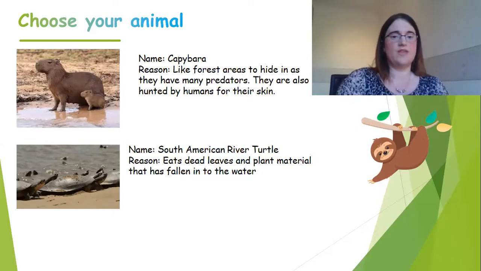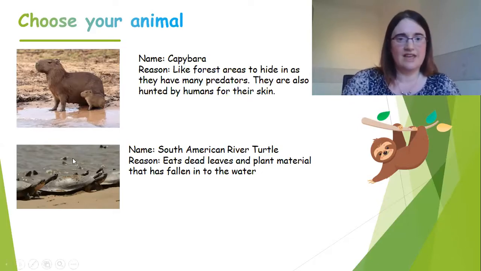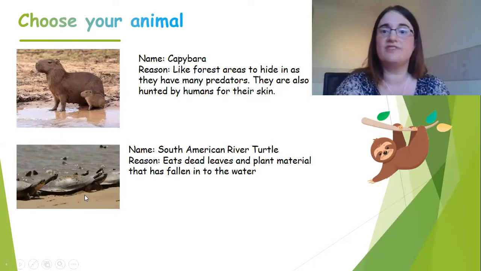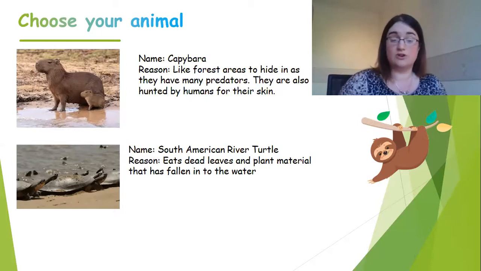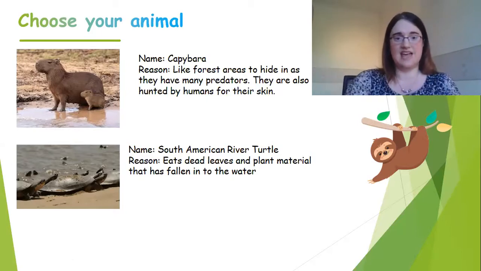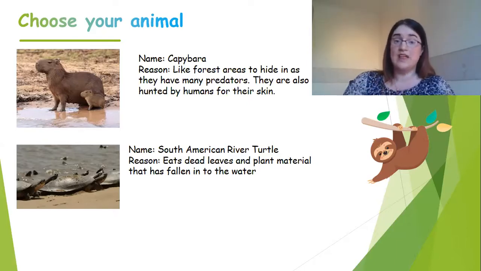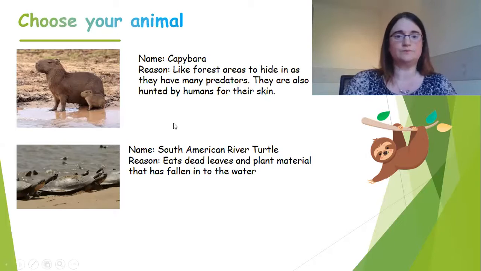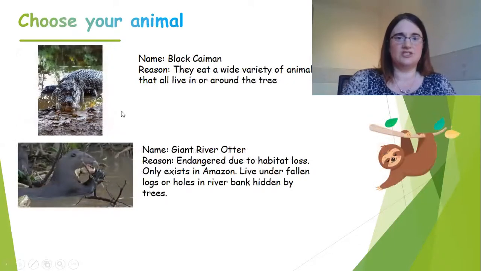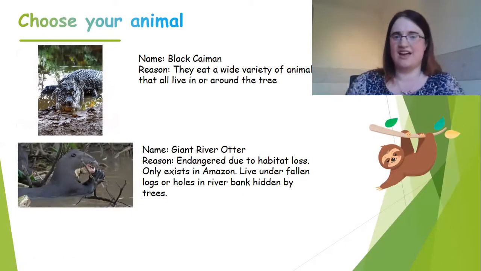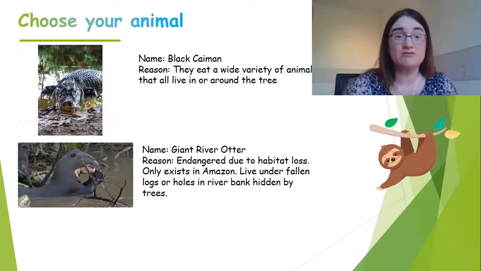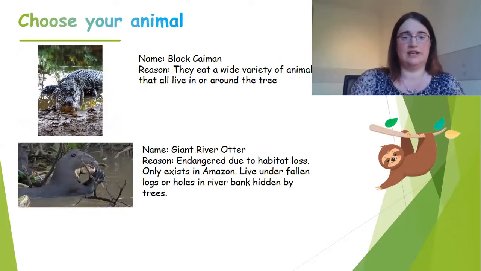So here's a capybara. Or you might also decide down here, this is a South American river turtle. So you might decide you want to have the South American river turtle as your character on this page, and that's fine. And this character eats dead leaves and plant material that's fallen into the water. So if the tree got cut down, they wouldn't have the food that they needed. Or you might decide to have this rather threatening black caiman. And this black caiman eats a wide variety of animals that live in and around that tree. So if that tree wasn't there, they wouldn't get the food that they needed.